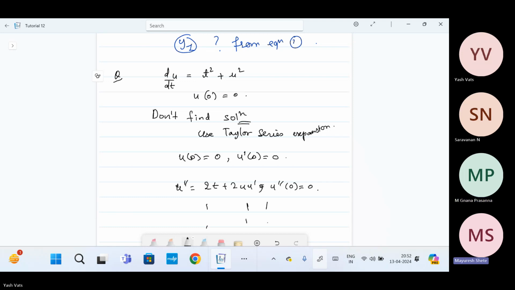Probably you take h as 1. You will get it. h is equal to 1, because that is not important here. You take h as 1, and you will get the answer.